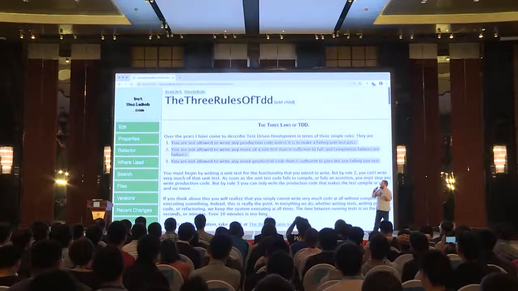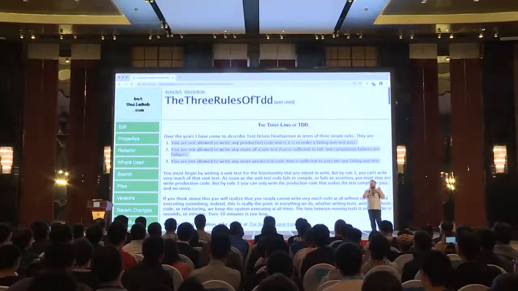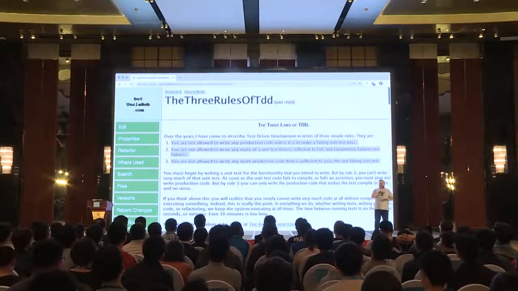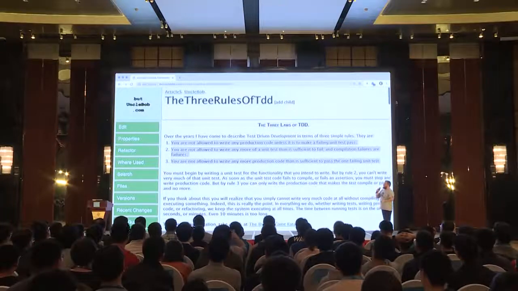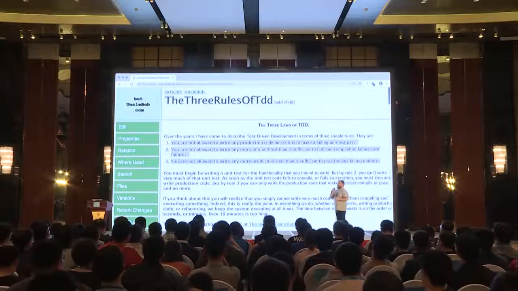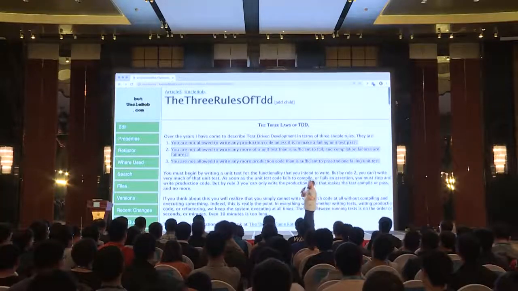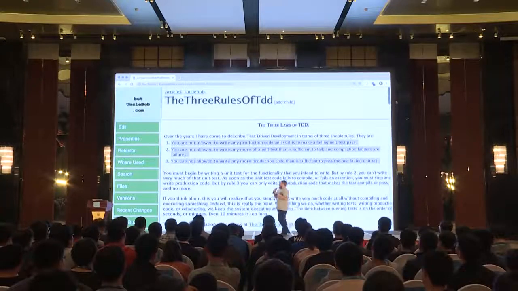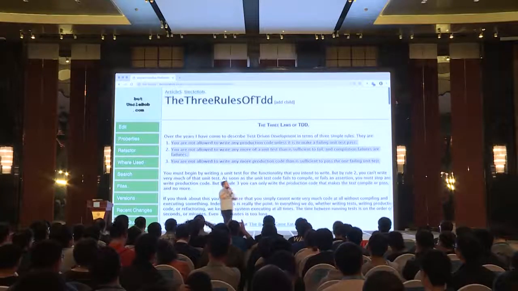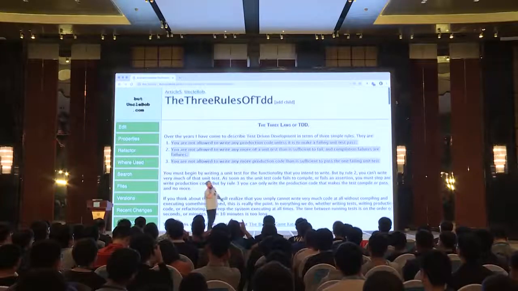The first one is that you're not allowed to write any code unless it's to make a unit test pass. The second one is that you're not allowed to write any more of that unit test than is sufficient to make it fail. And the third one is that you're not allowed to write any more code than is sufficient to fix that one failing test.